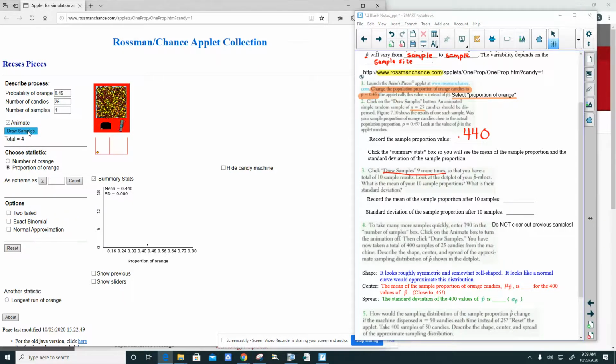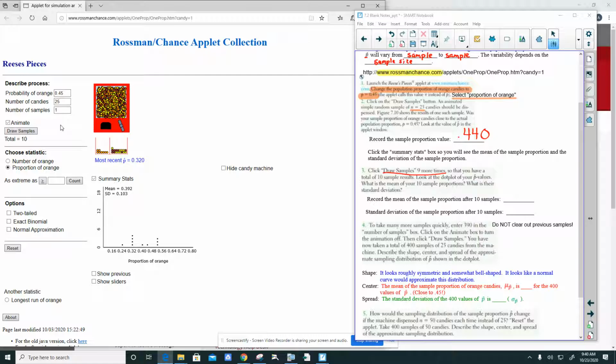So I'm just going to tap that until I see that my total is 10. Okay? It'll run through that animation, giving us the most recent p-hat from the last sample. The 10th one there was 32%. But you can see all those dots at the bottom represent each of the individual p-hats for the 10 samples we drew out of this candy machine.